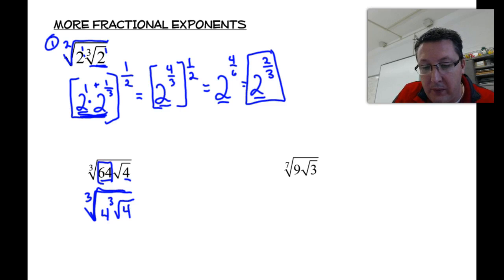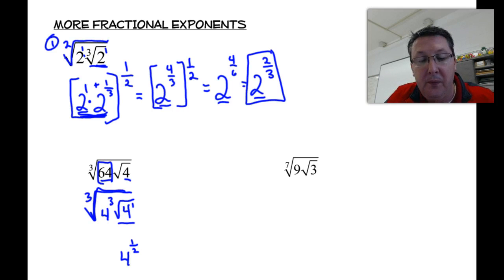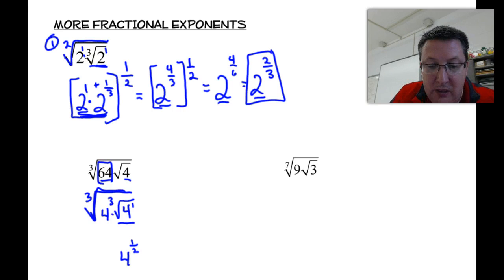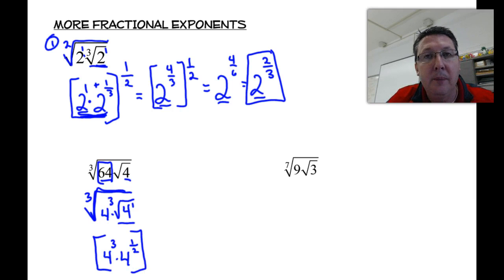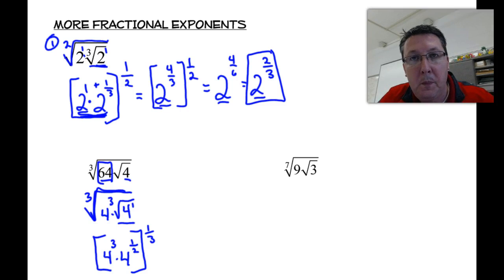This 4 underneath the square root of 4, I'm going to write that with a fraction exponent. So the power on this little 4 is a 1. So that's the numerator. It is under a square root, so the denominator is 2. That is times that 4 to the third. Those guys are under a cube root, so they're inside big brackets. And converting cube root to an exponent, that is to the power of 1/3.